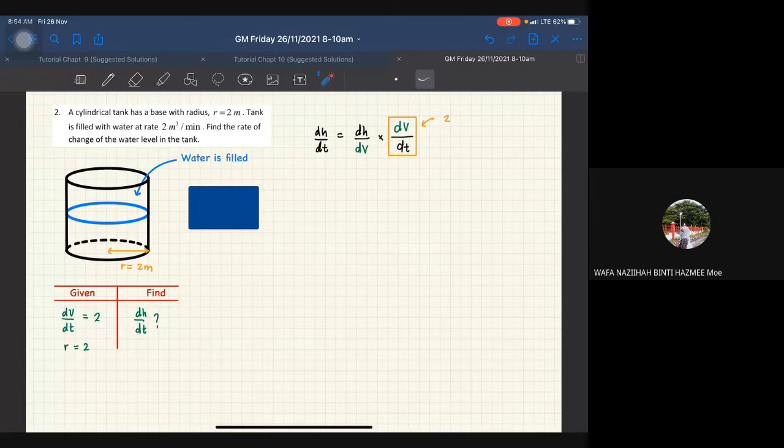Okay, so kita nak cari dV dH. Tapi saya ada 2 variable. Saya ada H, saya ada R. Saya ada nilai R dekat sini. So I will substitute this value of R into this one. Okay, so saya padam dulu. So apa saya dapat dekat sini is pi, and then radius will be 2 square H. Okay, so this is going to be 4 pi H.